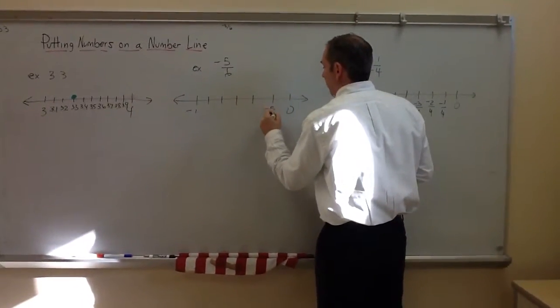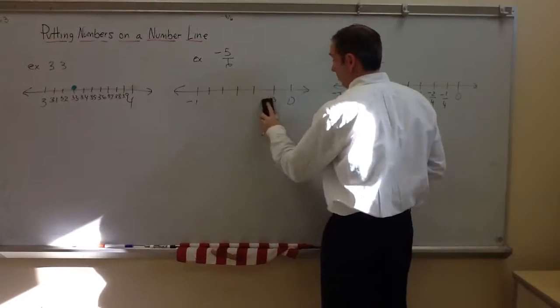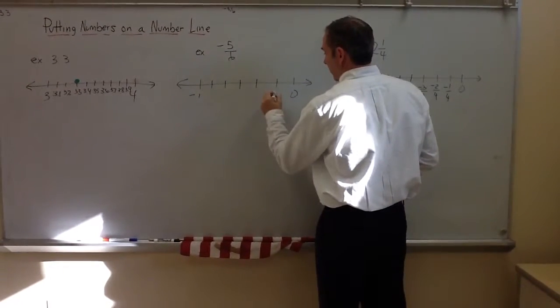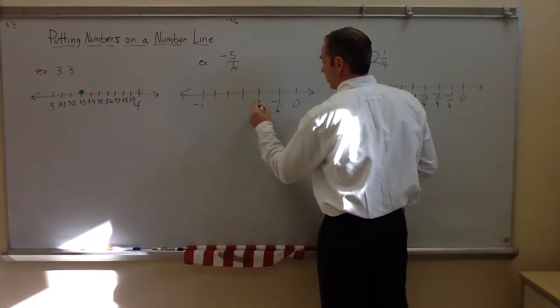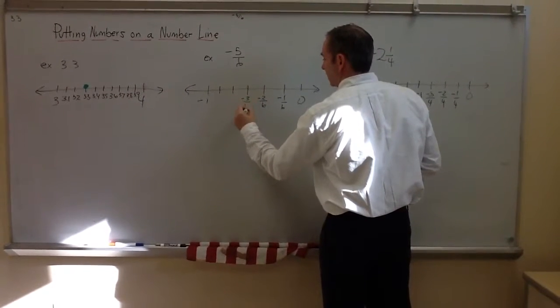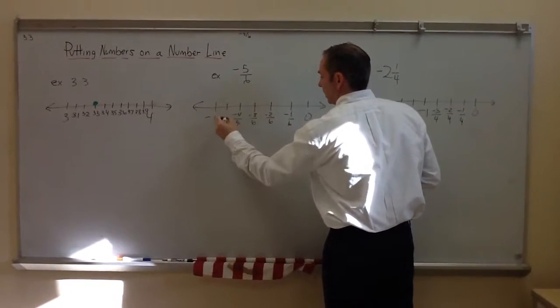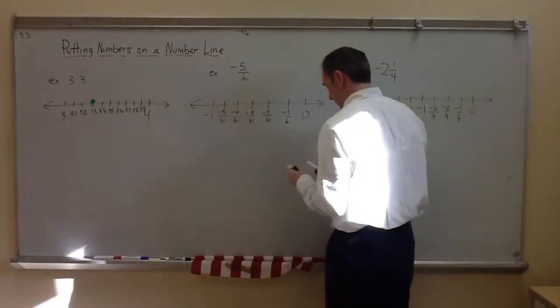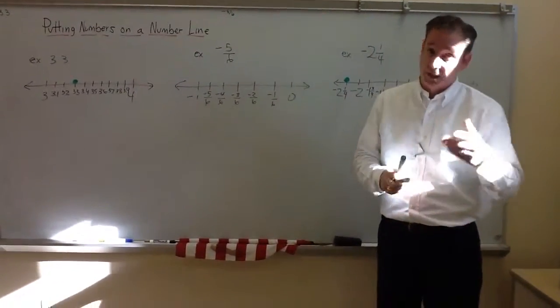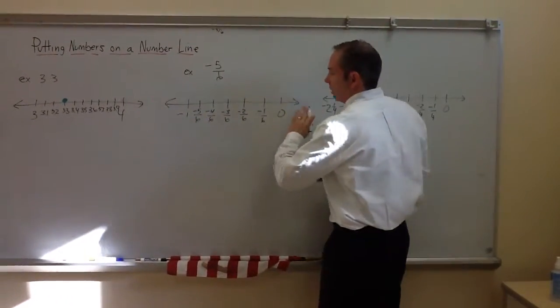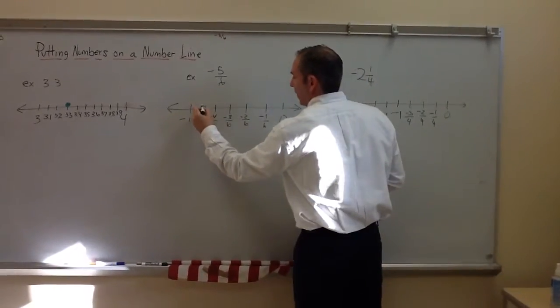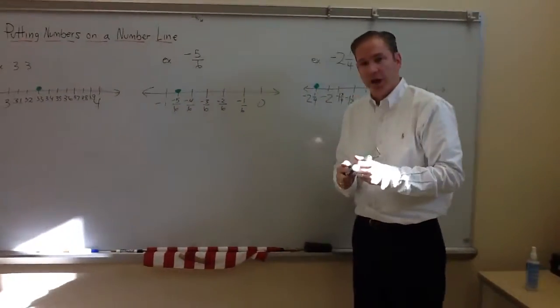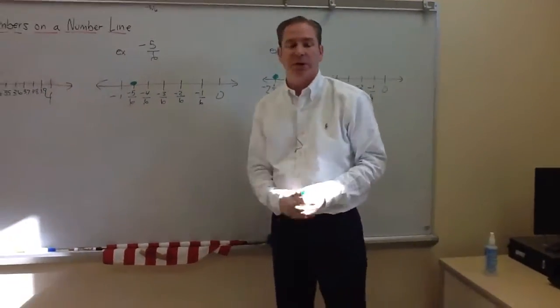We don't start out at -5/6. We have -1/6, -2/6, -3/6, -4/6, and -5/6. And then -1, which is -6/6. So now as we count along to the left, we have -5/6 right before -1, but after -4/6.